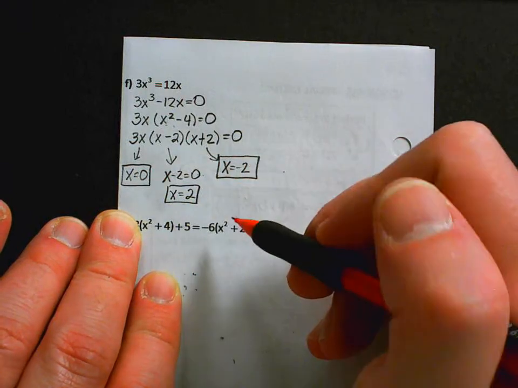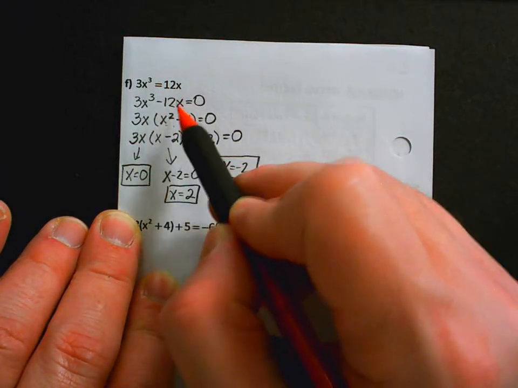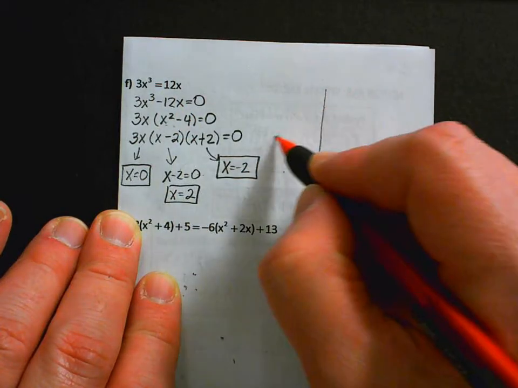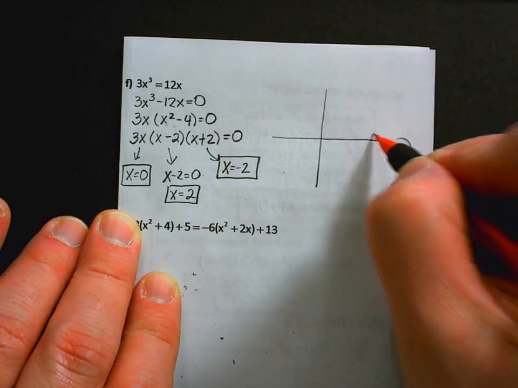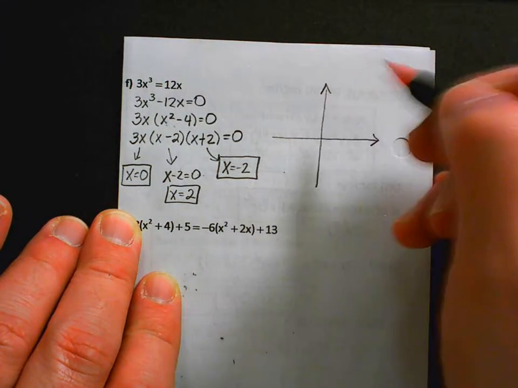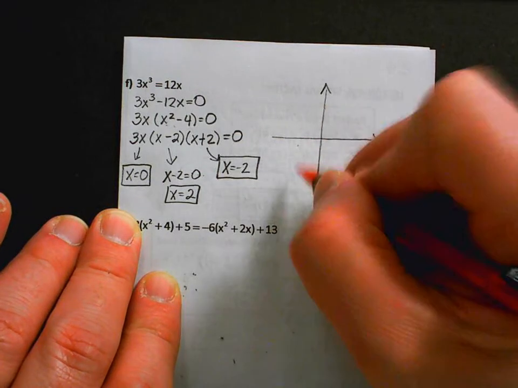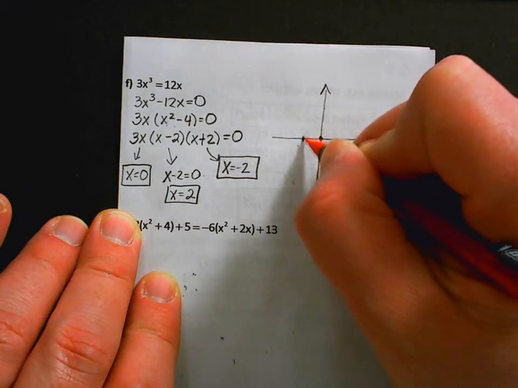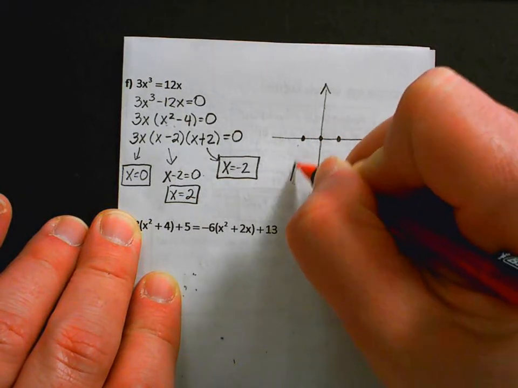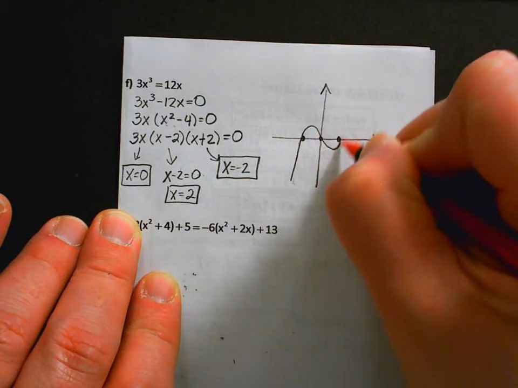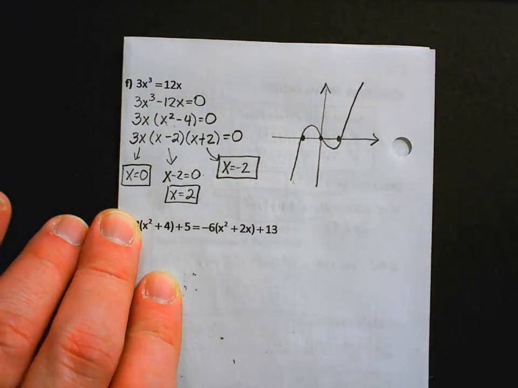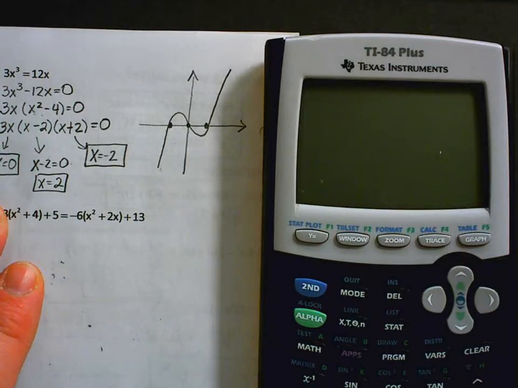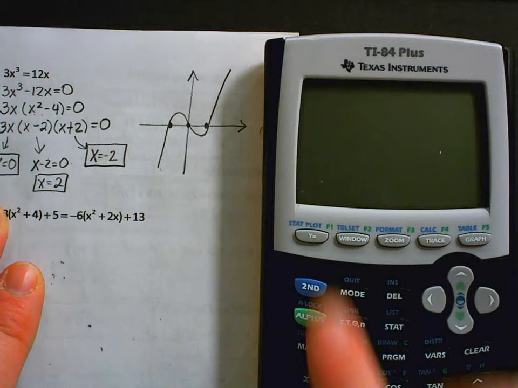Alright, so now I have three answers, and what does that mean? Well, this is a cubic function. If you remember one of our previous lessons, we showed you a little introduction to cubics, and basically the cubic function will look something like this. It's going to have 3 x-intercepts, and basically what's happening is you're going to have something like this. Alright, and in fact, let me demonstrate that on the calculator so you can have an idea what this looks like.